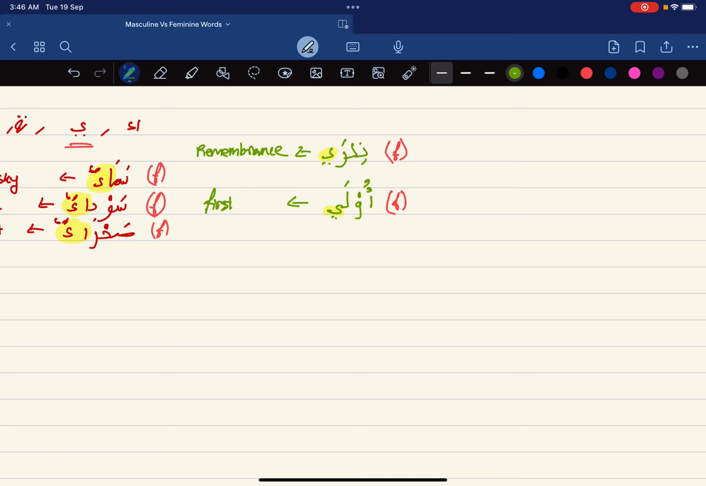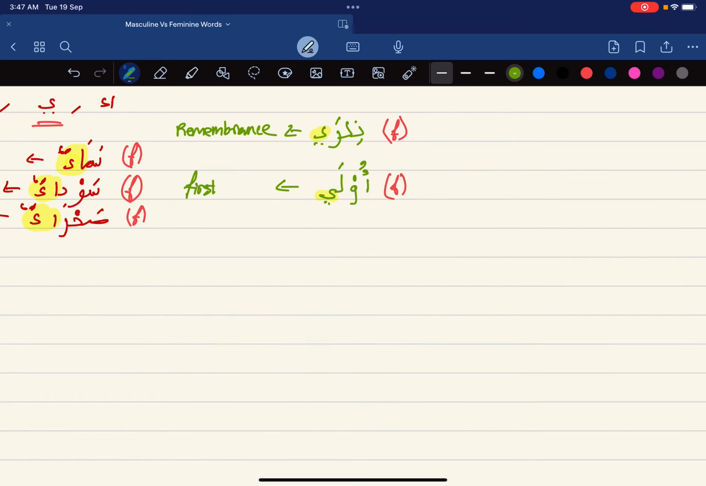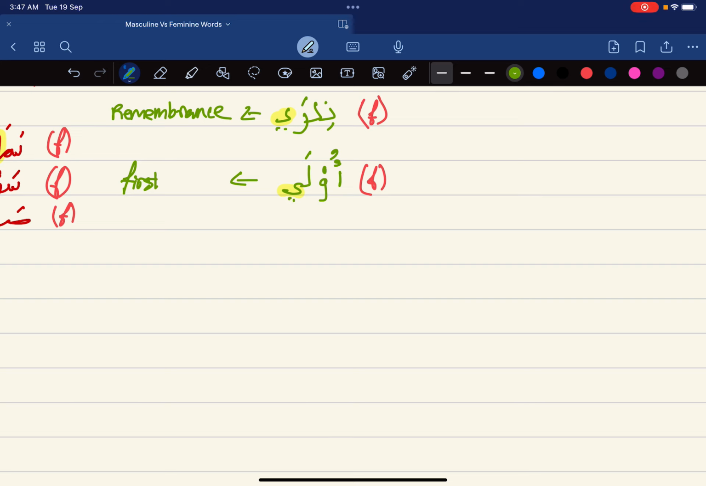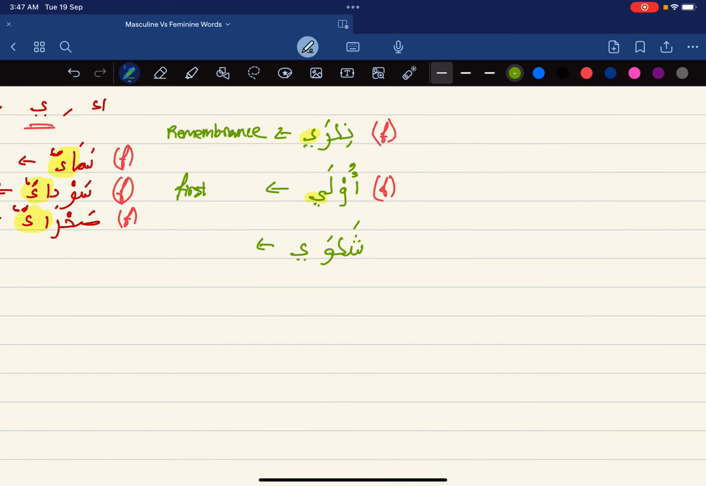By the way, these are new words here. So many of them are new, interesting, important words. So you must memorize them. And besides, these words that I'm writing are very common Quranic words, so you should know them. Shakwa. Shakwa means a complaint. Yeah, right? Clear.